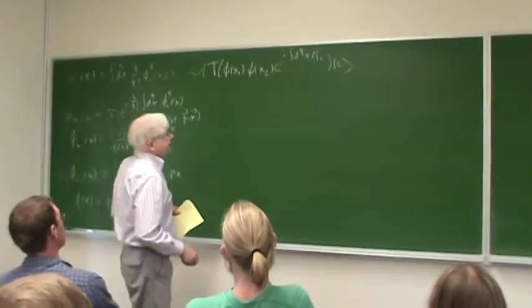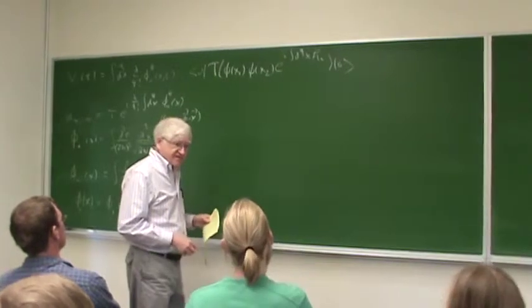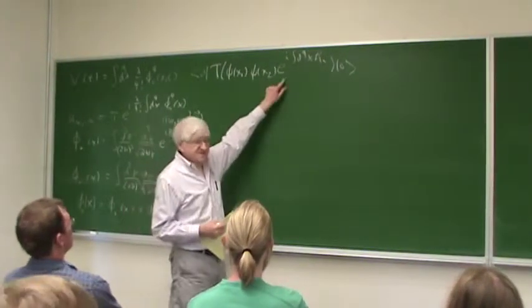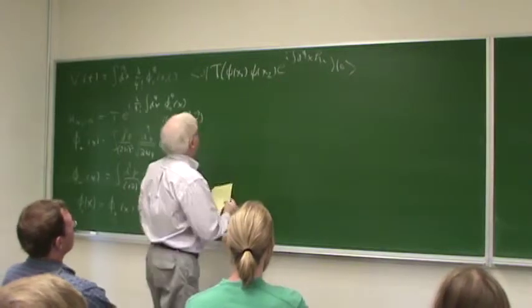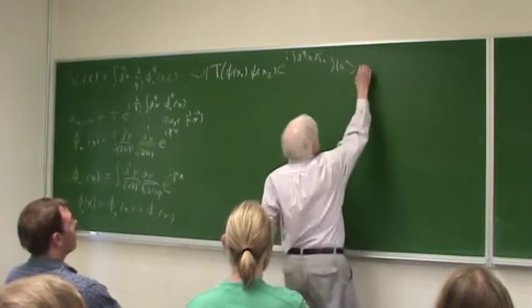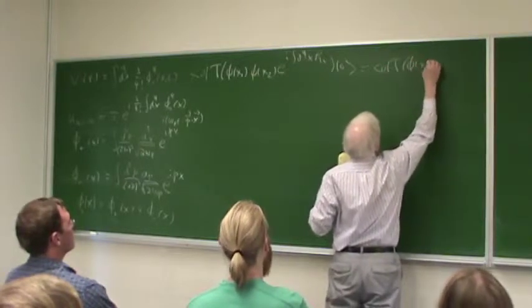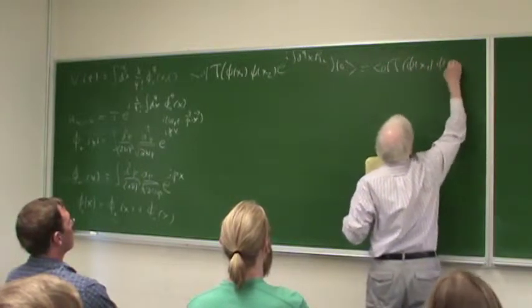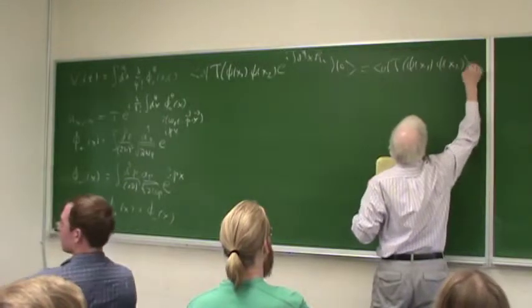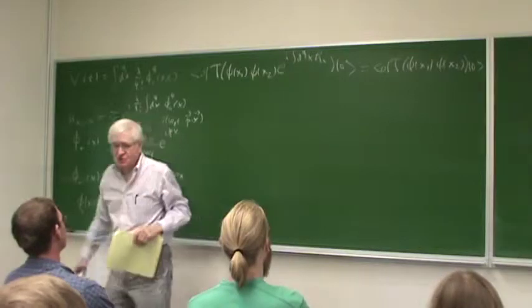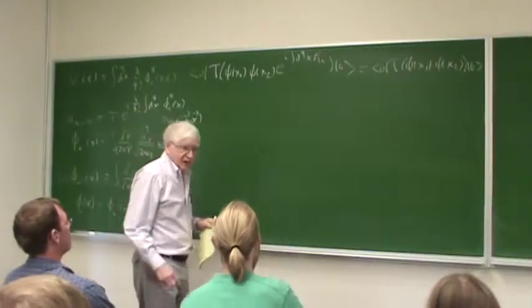Now not only are we in free field land, we're going to do perturbation theory. So we expand this thing. The first term is 1, and so the first term is the vacuum expectation of the time-ordered product of phi x1, phi x2. And we know what that is. That is Feynman's propagator that we worked out twice.